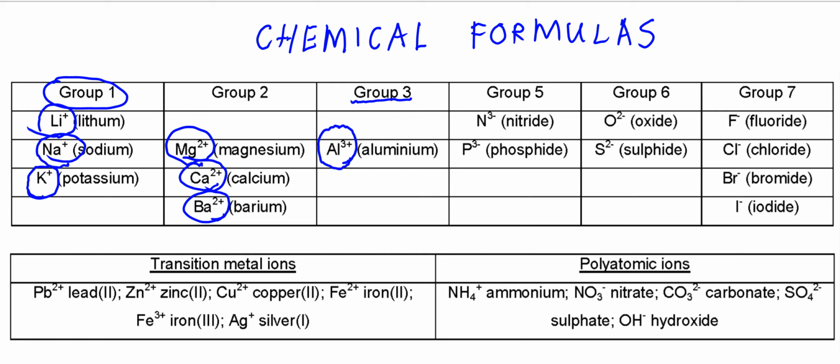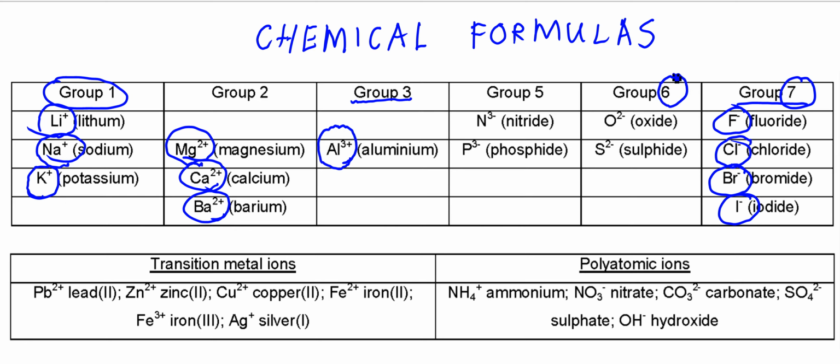For the non-metal side, let's start with group 7, which are the halogens. The halogens have 7 valence electrons, so they just need one more electron to achieve the stable octet configuration. When they receive that one extra electron, they would have a -1 charge. So the fluoride ion is F-, the chloride ion is Cl-, the bromide ion is Br-, and the iodide ion is I-. Let's move on to group 6.